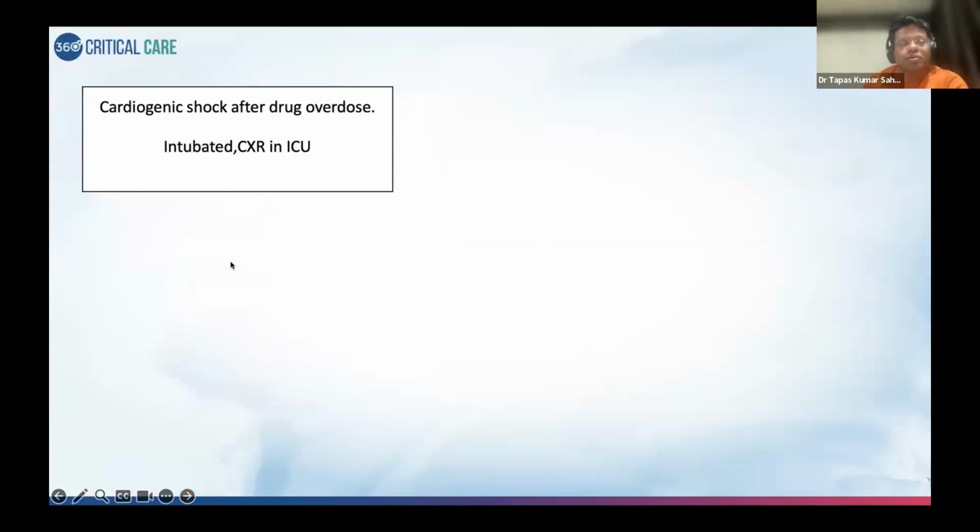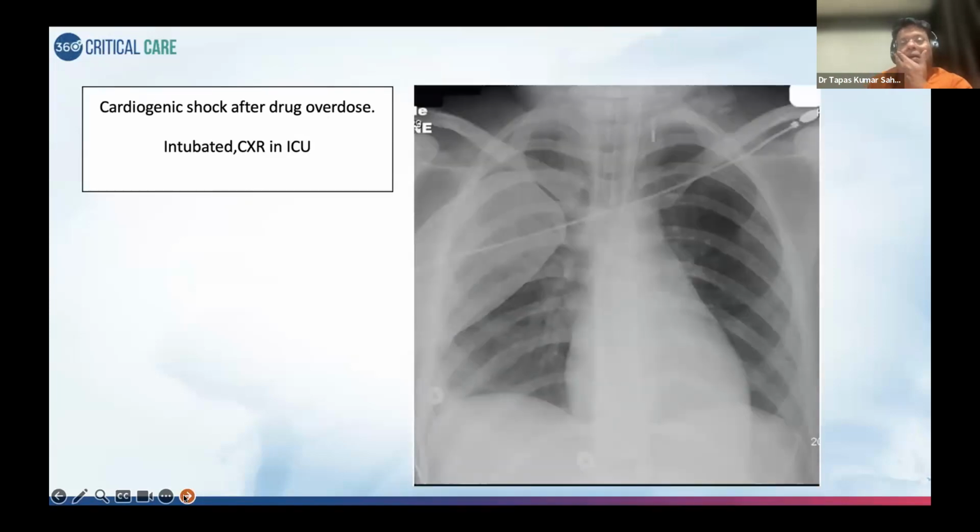Now, cardiogenic shock after drug overdose, intubated, chest X-ray in ICU. You have done this. This is the X-ray. What are the things you can see in this X-ray? Is the IABP tip in the correct place or not? That you have to say. You can see the IABP tip, but you have to complete the sentence.